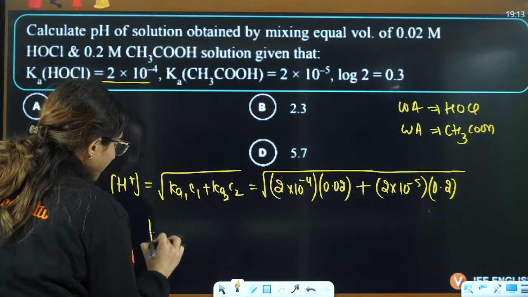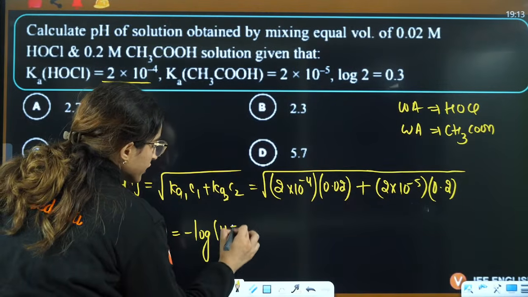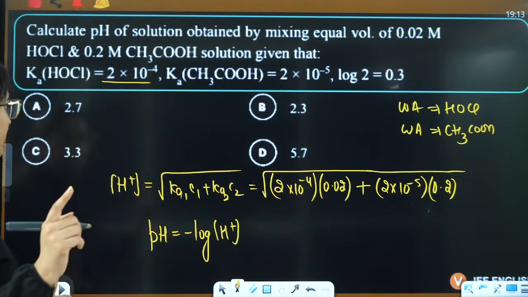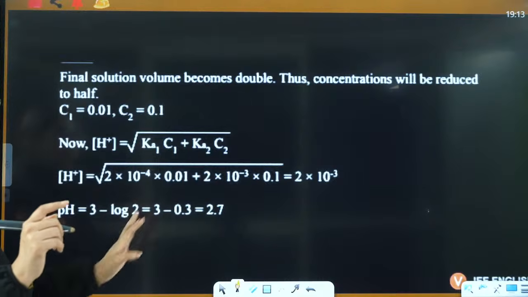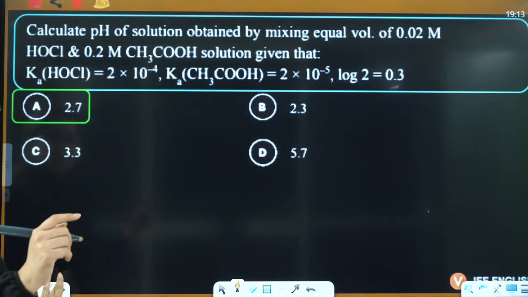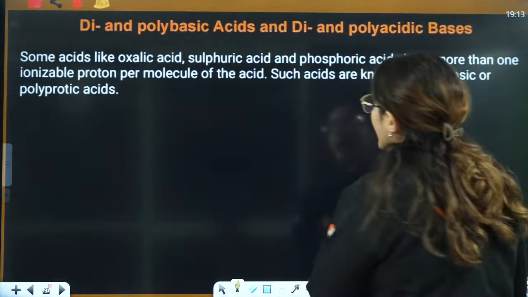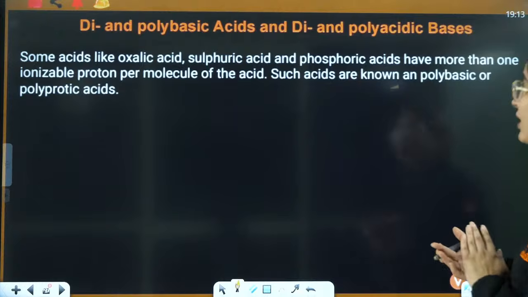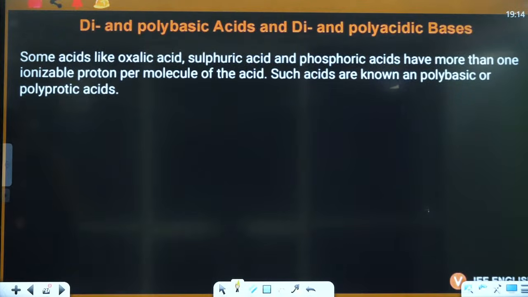If you see, the pH value is going to be minus log of H positive here. Solve this, put the value of pH here, and you will get your answer here, right? Put all the values, get your answer here, right? Okay. Then there are di and polybasic acids, di and polyacidic bases, right? Let's talk about that.